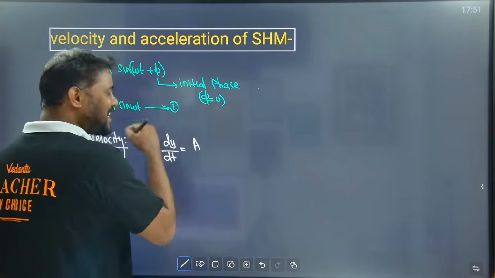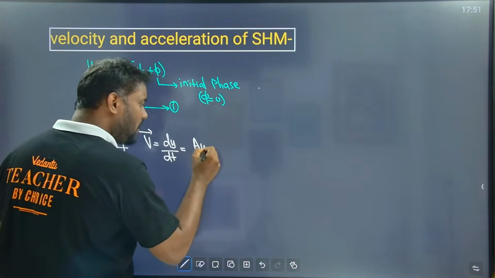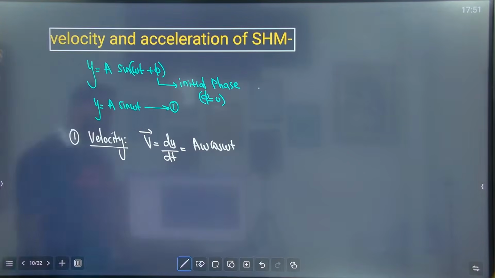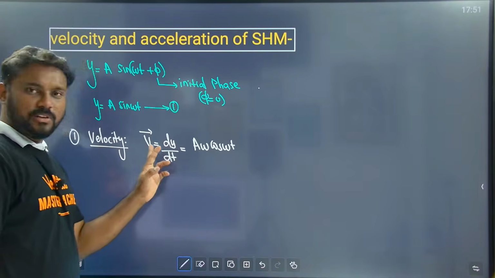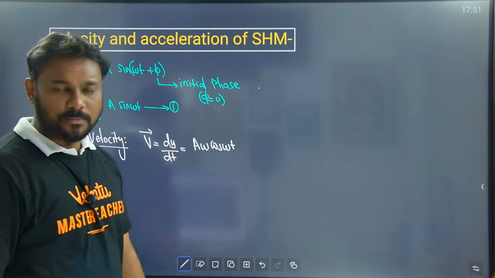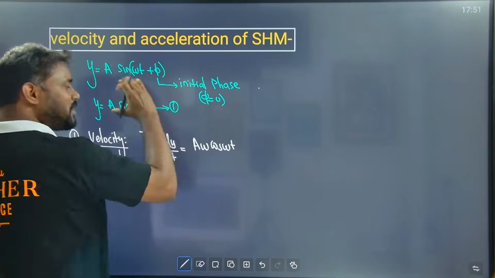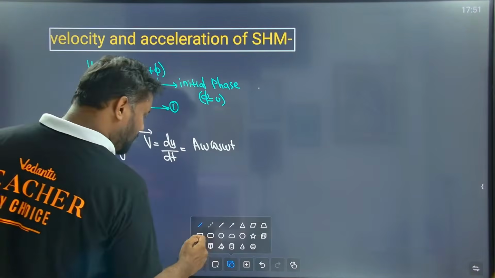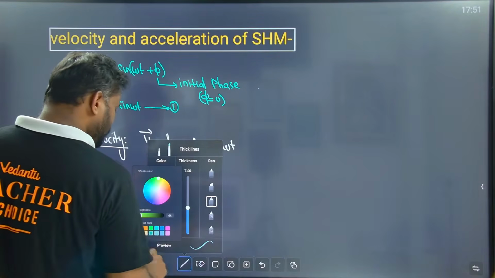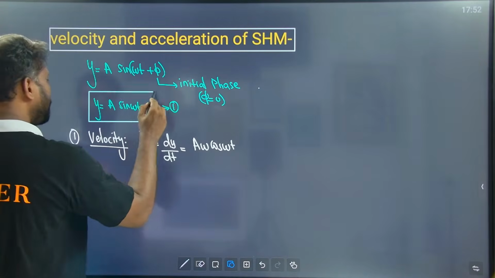Differentiating a sin gives cos, and differentiating omega t gives omega. So we will get a omega cos omega t. This must be known clearly. Clear? So velocity is defined as v is equal to a omega cos omega t. Understand this one: I'm going to represent the cos in terms of the sin function. We'll discuss that.